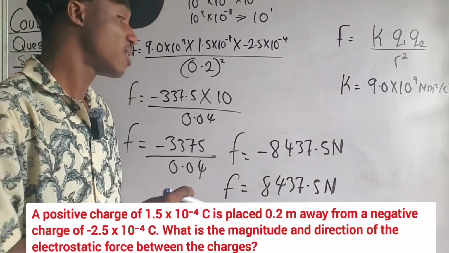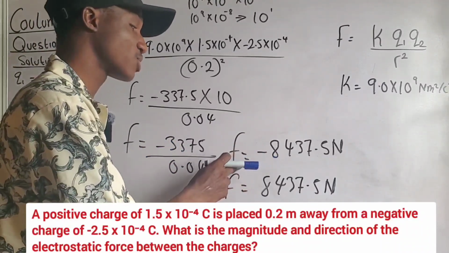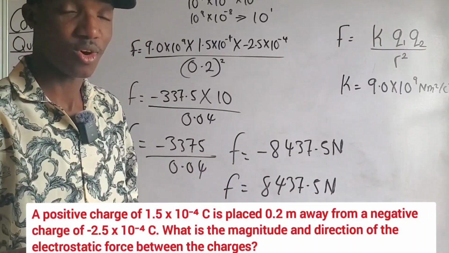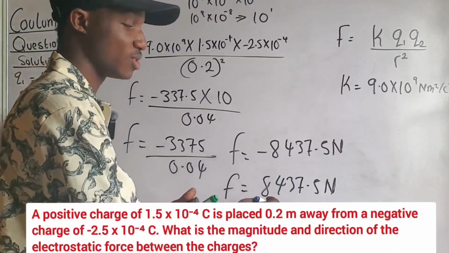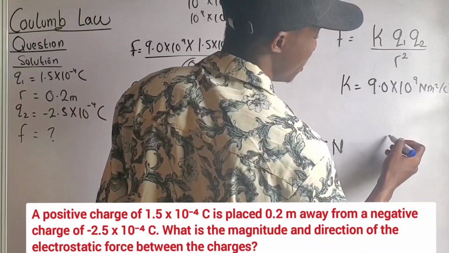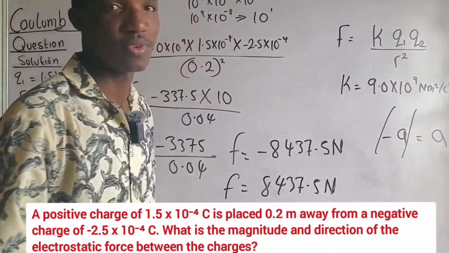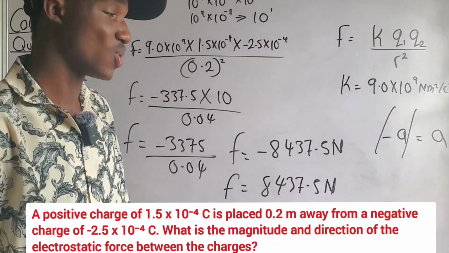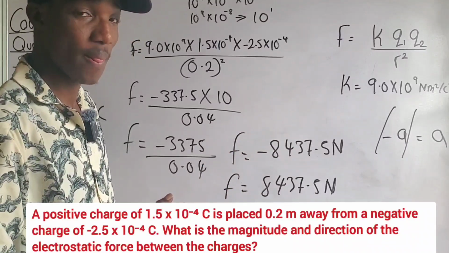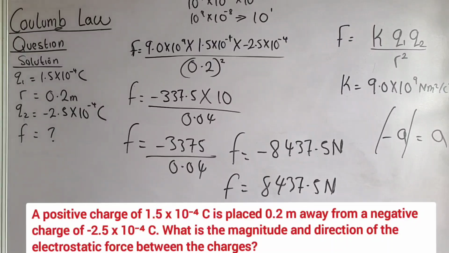Listen to me carefully. If you have your force or your answer as a negative value, you take the magnitude, or the absolute value. Are you getting what I'm trying to say? The absolute value of negative A is A. The absolute value of a negative number will give you a positive number. So if you take the absolute value of this, you're going to have this. Okay, so this is the magnitude of the electrostatic force between these point charges.